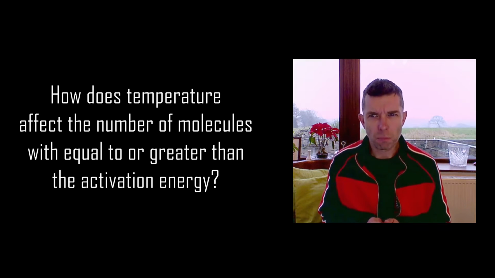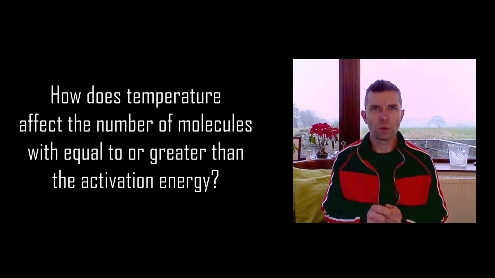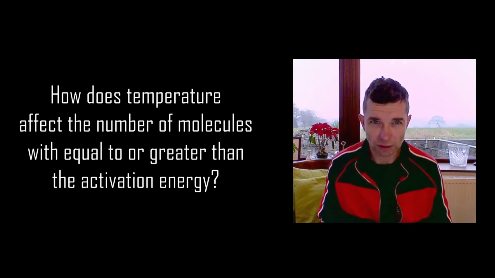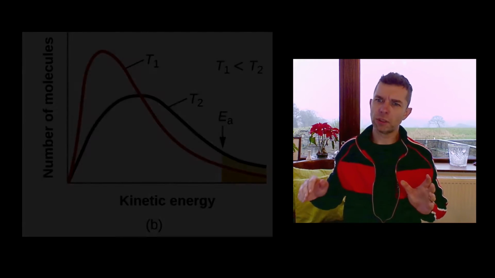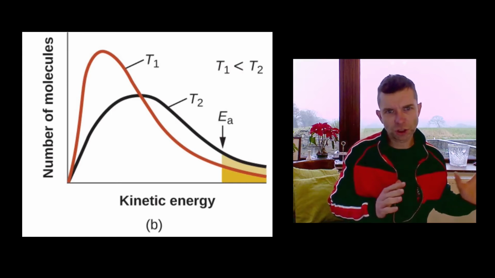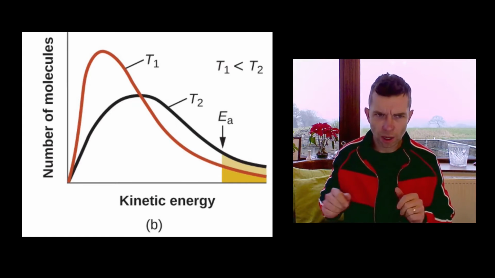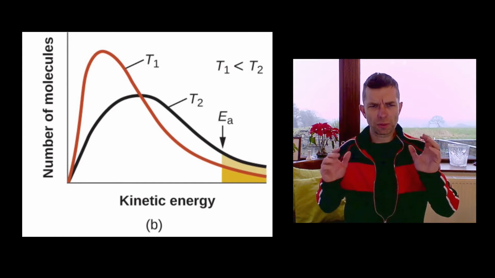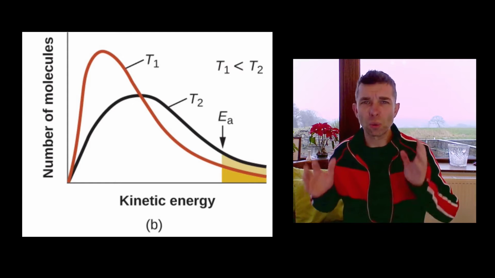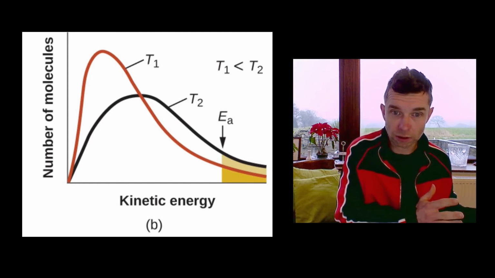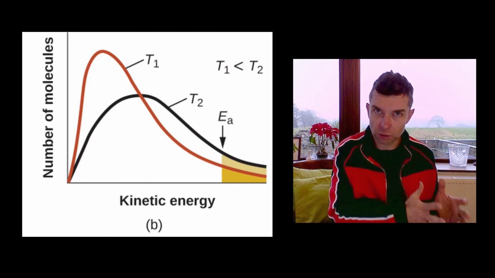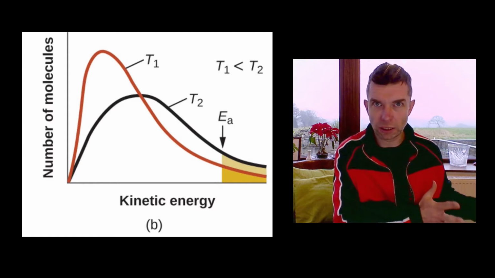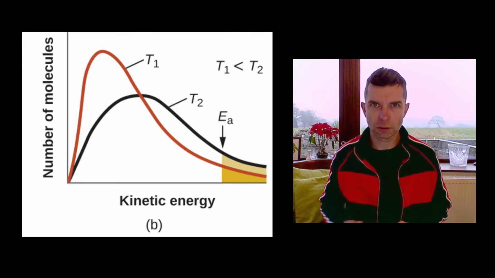So how does the temperature affect the number of molecules with energy equal to or greater than the activation energy? Well, at higher temperatures, the shape of the Maxwell-Boltzmann distribution changes. It shifts to the right, and therefore the number of particles with higher energy increases. Therefore, the number of particles with energy equal to or greater than the activation energy also increases.